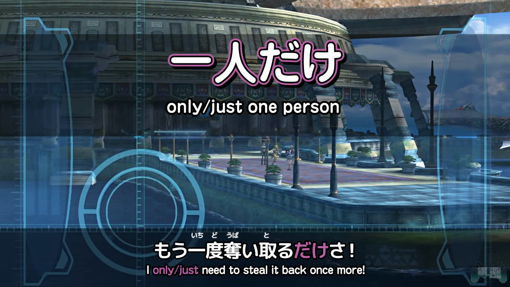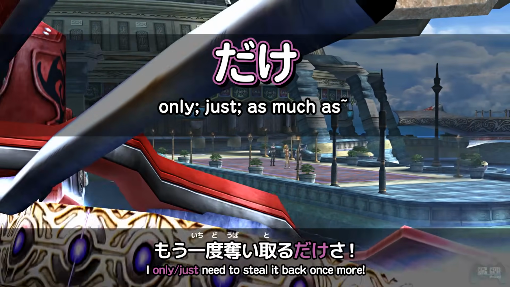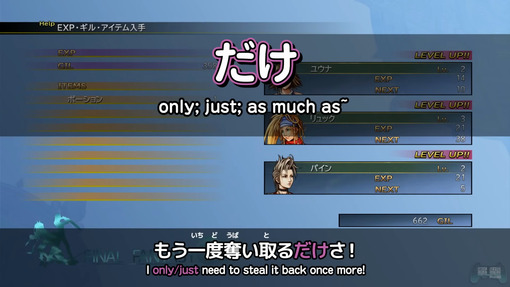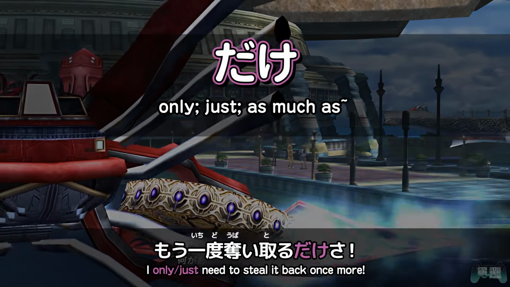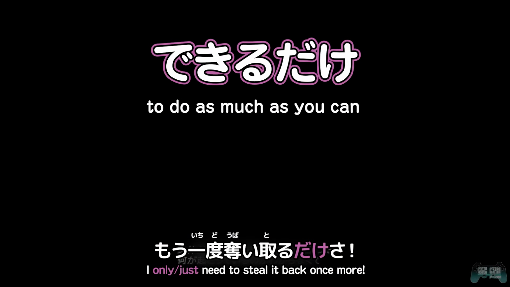Or for example, here from Final Fantasy X-2, mo ichido ubai toru dake. I only need, or I just need, to steal it back once more. It can also be used to express as much as, like in the expression dekiru dake, to do as much as one can.